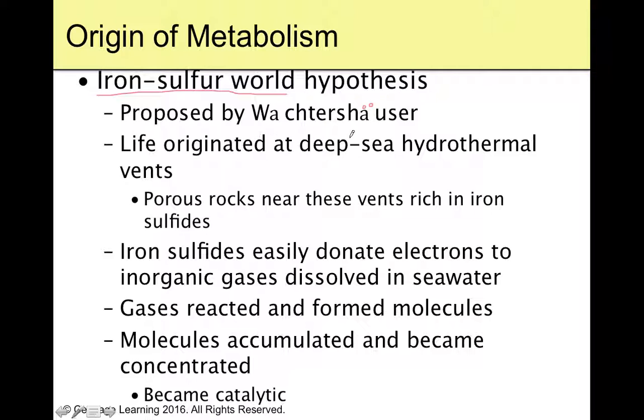So basically, the idea, we're going back to that whole deep sea hydrothermal bottom of the volcano ocean thing again. And they found these porous rocks near the vents, and the rocks had little teeny tiny pockets in them. That's what porous means. And they were rich in iron sulfides. And iron sulfides can donate electrons, which is kind of cool. They can donate electrons to inorganic gases dissolved in seawater. And so once you start donating and receiving electrons, you start some very basic, very simple metabolism.